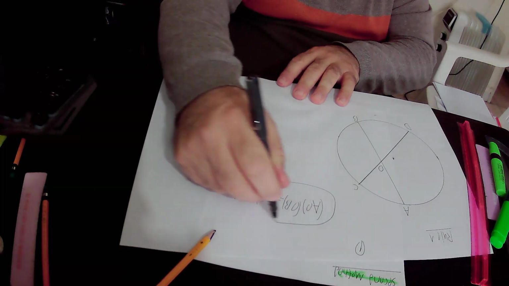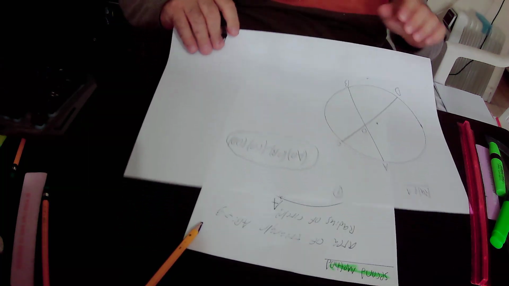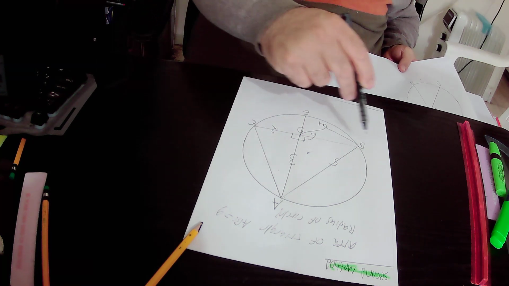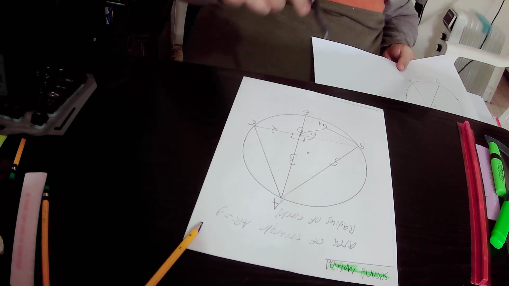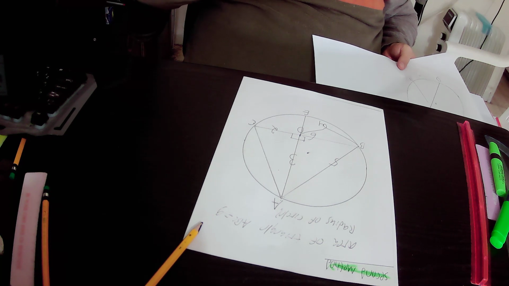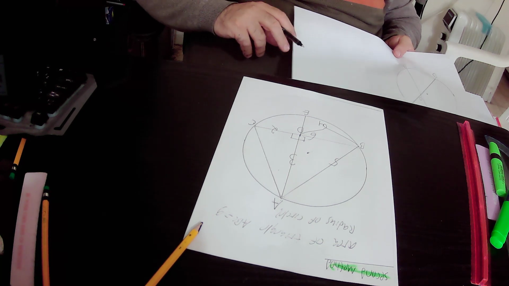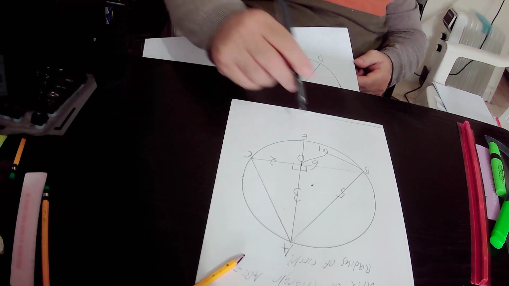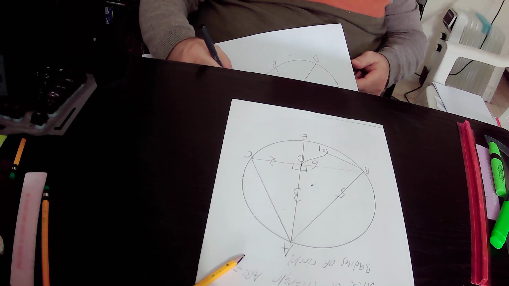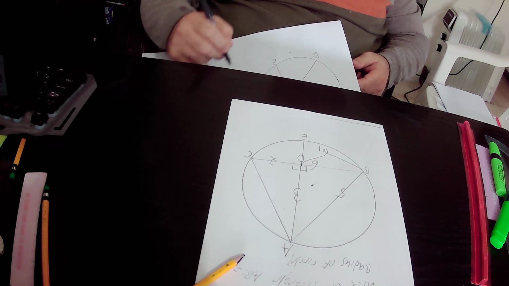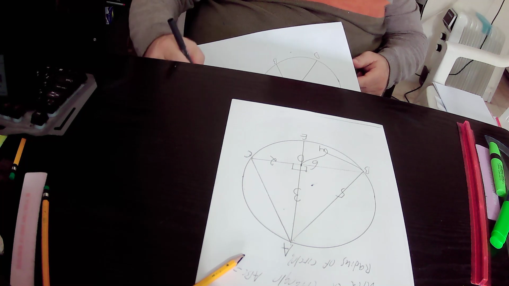We can implement rule number 1 in our drawing. Why? Because in our drawing we have chord AE that intersects with chord BC at point D. Point D is the intersection point of chord AE with chord BC. Therefore, we can implement rule number 1 in our drawing. According to rule number 1, we get that in our drawing BD times DC equals AD times DE.